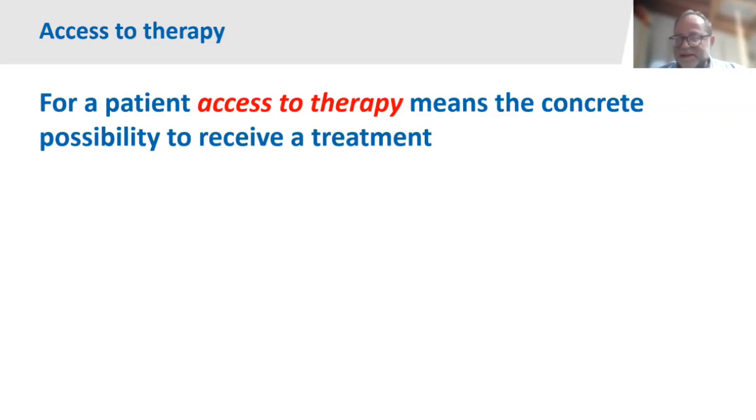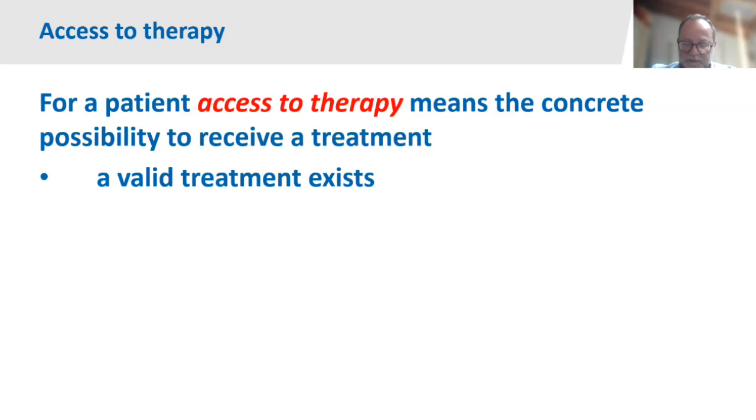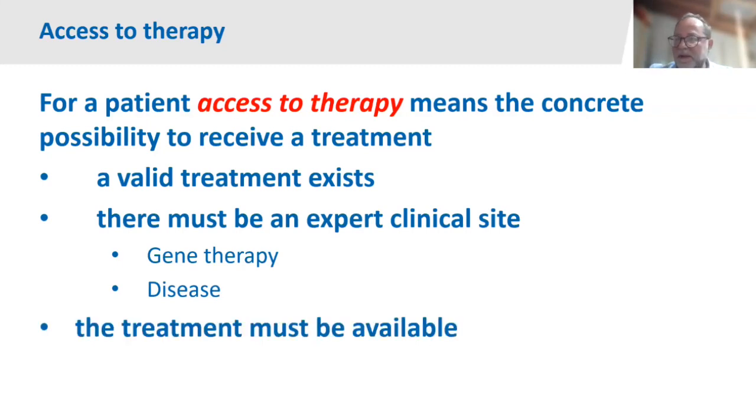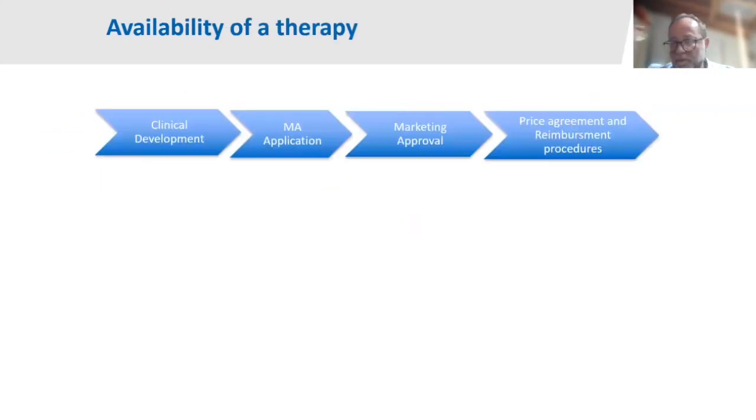So what does access to therapy mean in concrete terms? It means having the possibility to receive a treatment. To get this, there must be a valid treatment. There must be an expert clinical site, expert in both gene therapy and the disease, and the treatment must be available. And how is a treatment available? In the course of the clinical development, through the marketing authorization application, marketing approval, and price agreement and reimbursement procedures, there are three moments when a treatment is available.